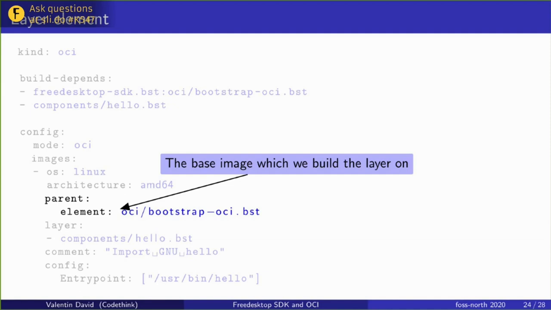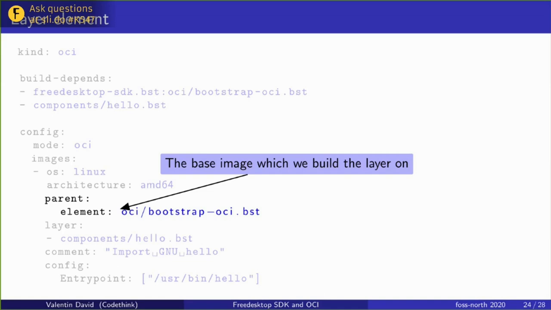This is the layers that we will copy from, and we will just copy the layers from that OCI image, which is built by this element. Note that you could import an OCI image. This bootstrap OCI.bst doesn't have to use the OCI plugin. It can take any OCI or Docker element.